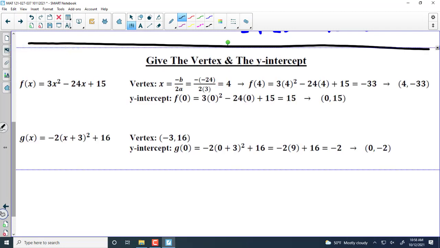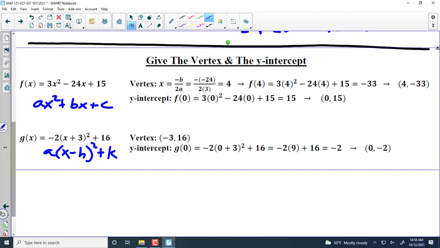I want you all to remember that we looked at quadratics in two basic forms. One form was ax squared plus bx plus c, and the other one was a times x minus h squared plus k. There were two different forms. And the big difference between these two forms as far as doing your work was how you found the vertex and how you found the y-intercept.